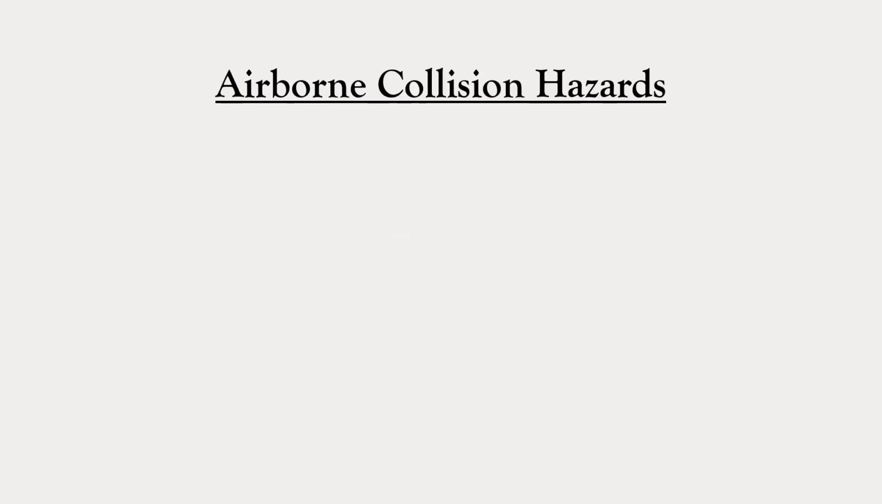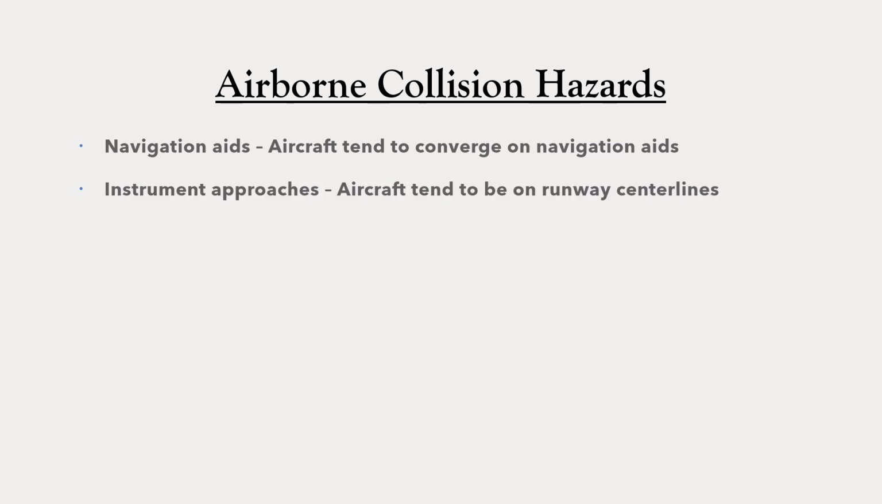Airborne collision hazards: basically what I'm talking about here is situations where you have to be especially vigilant for colliding with other aircraft. Navigation aids are on the sectional charts to help people who are using them for navigation. But even when you're not using them for navigation, you should realize that aircraft tend to converge on those points. So it's better to avoid that area if possible, or be especially vigilant there.